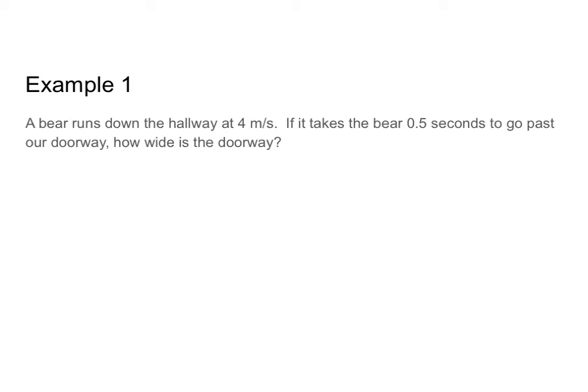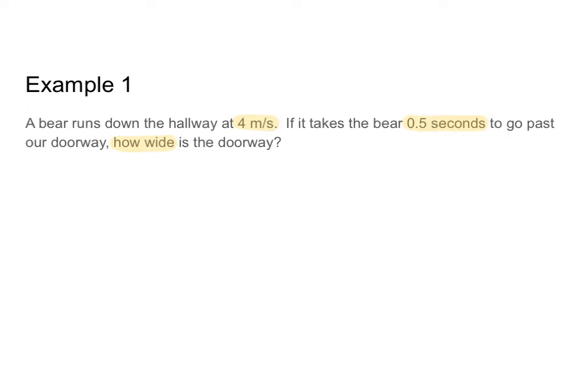So in this problem, we have a bear running down the hallway at 4 meters per second. And one thing I like to do when I'm reading word problems, guys, is I like to highlight the numbers and the units that go with them, because I usually find that's very useful. Okay, so again, the bear runs down the hallway at 4 meters per second. If it takes the bear 0.5 seconds to go past the door, how wide is the doorway? So let's go ahead and go through the GUESS method.